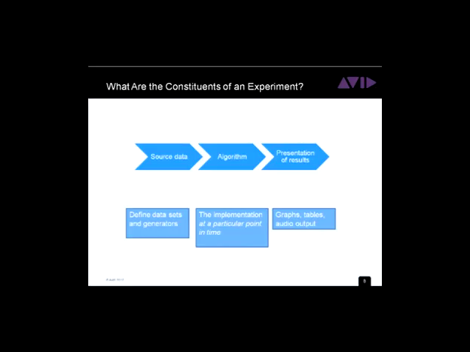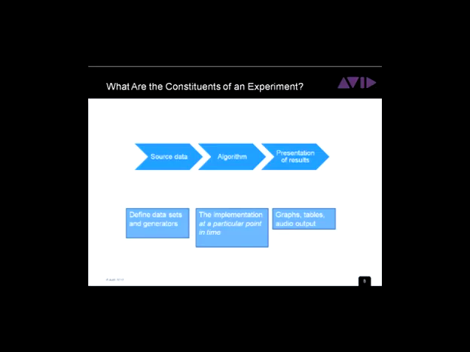The algorithm in the middle, obviously, the key distinction here, though, is that it's the implementation of your algorithm at a particular point in time. You've written up that journal paper, 6 months have passed, you've actually changed the bit in the middle. You can't rely on running that previous experiment again and getting the same results out, because things have moved on. So we'll talk about version control and how that attacks that point in a moment.